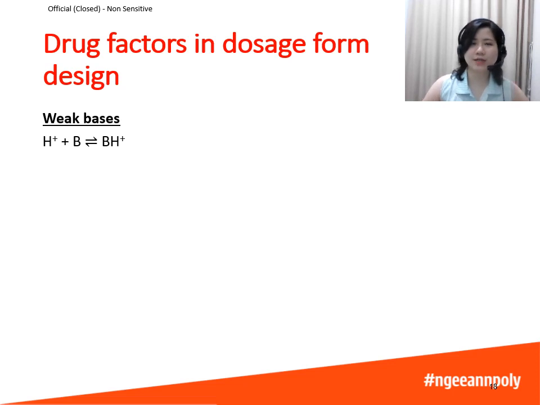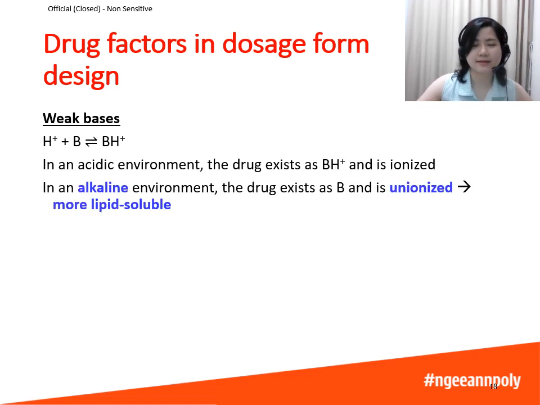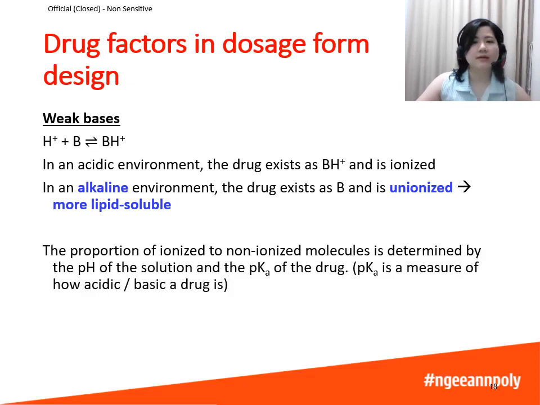On the other hand, some drugs are weak bases. Let's represent the drug as B, B for base. In an acidic environment, the drug exists as BH+. There is a positive charge, so this is the ionized form, which is more water soluble. In an alkaline environment, the drug exists as B and is unionized. This is the more lipid-soluble form. The proportion of ionized to non-ionized molecules is determined by the pH of the solution and the pKa of the drug. pKa is a measure of how acidic or basic a drug is.